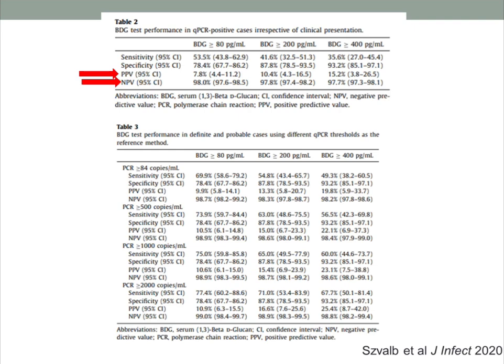The positive predictive value for a beta-glucan over 80 was in the single digits, but it did have a decent negative predictive value if you were less than 80 in terms of ruling out disease in oncology patients. So I think what I would take from it is, a negative helps you, but anything positive gets very, very, very difficult to interpret.